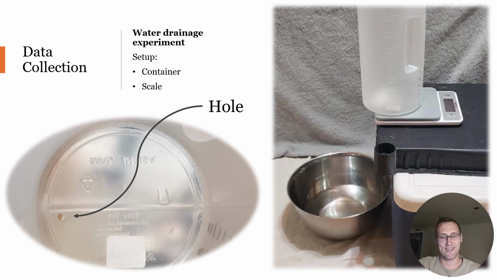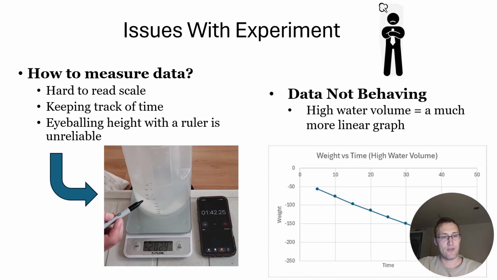I ended up buying a container from Goodwill, drilling a hole in the bottom, and setting it on a scale to measure the weight at every single point. So, issues with the experiment: I initially was actually going to measure height at different points. You can see me shakily trying to mark 5-second intervals on the container there. I ended up just going with the scale measurement as it's a much more quantifiable result, and it doesn't have shaky hands like I do.